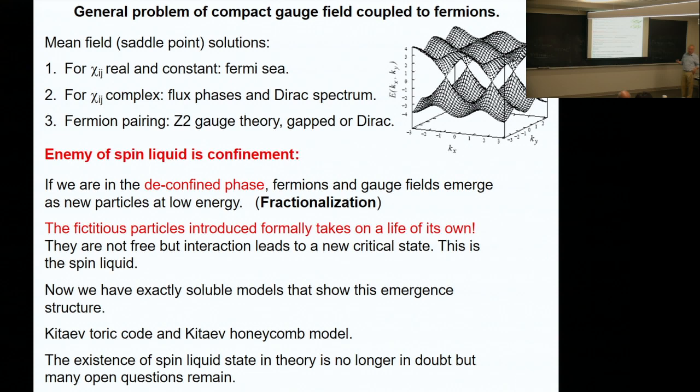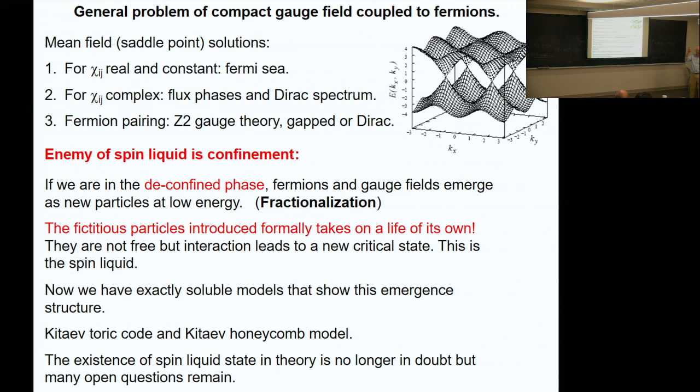Or you can have pairing terms. The fermions can pair, in which case we have either a gap or a Dirac spectrum. And those would become Z2 gauge theories, because pairing destroys the U1 symmetry. So these are all things that we know from our experience with actual electrons that can be carried over to these fermions. Once you do this, these fermions have a name. They're called spinons. Somehow when you give something a name, it becomes legitimate.